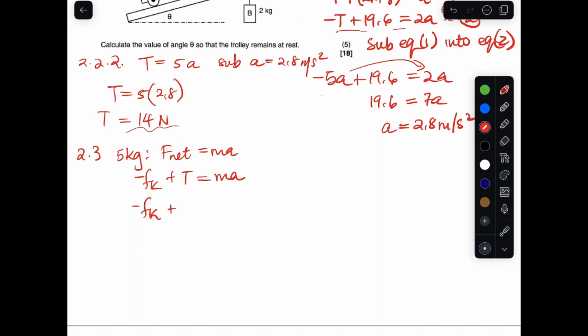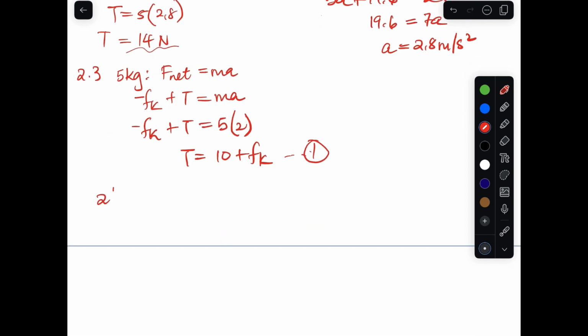The frictional force is the one that we want, and the tension force we do not have. We do not have both. T is equal to, the mass is 5 and the acceleration is 2, so it's going to be 10. So we can have T is equal to 10 plus Fk. We'll say that's equation 1.